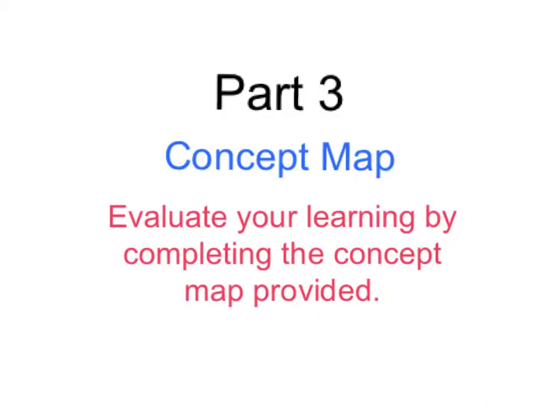At this time, you should have completed Parts 1 and 2 of this activity option. That means you should have submitted your Moodle quiz and recorded that score on the piece of notebook paper that you have on your desk. In Part 3, you will be completing a concept map.